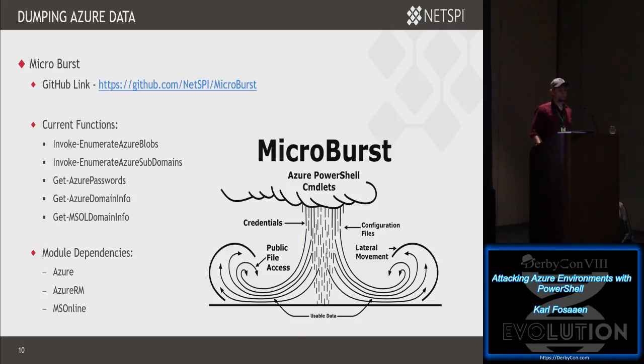So this brings us to MicroBurst. This is the name of the tool that we're going to be talking about today. It's a collection of PowerShell scripts, and basically, as the diagram outlines, we've got PowerShell commandlets that dump out credentials, config files, usable data. Works out for public file access, lateral movement. You can use all of this data to go throughout an Azure environment and potentially pivot into an internal domain from the cloud. So this is a quick list of the current functions and module dependencies.